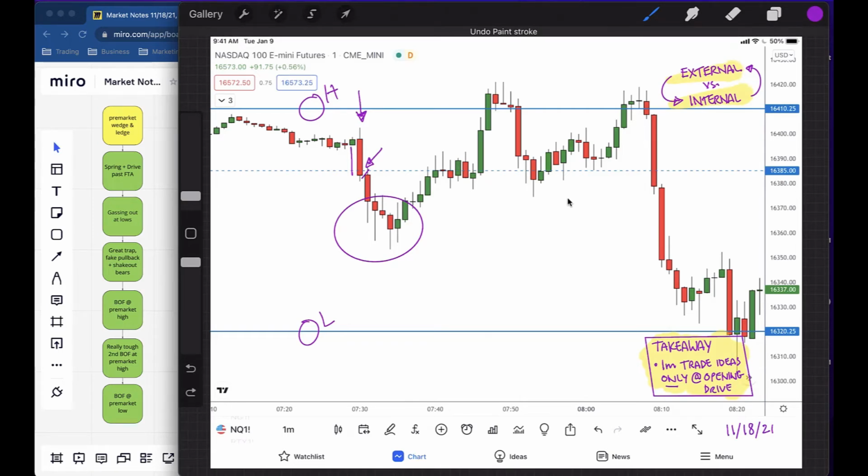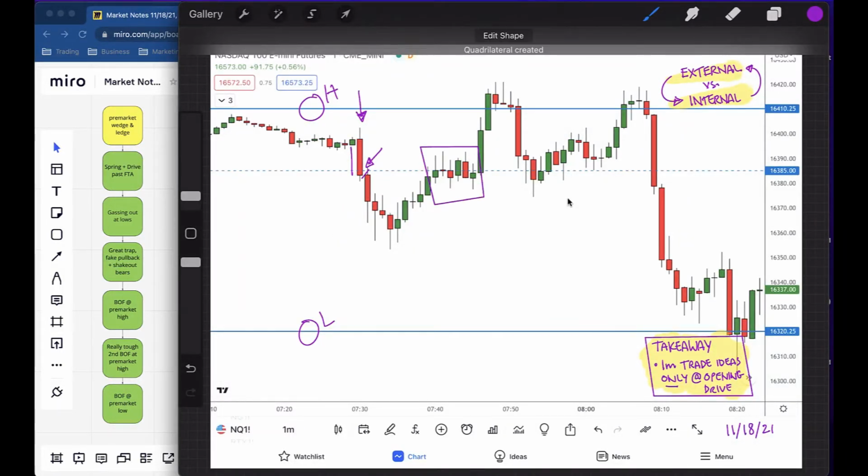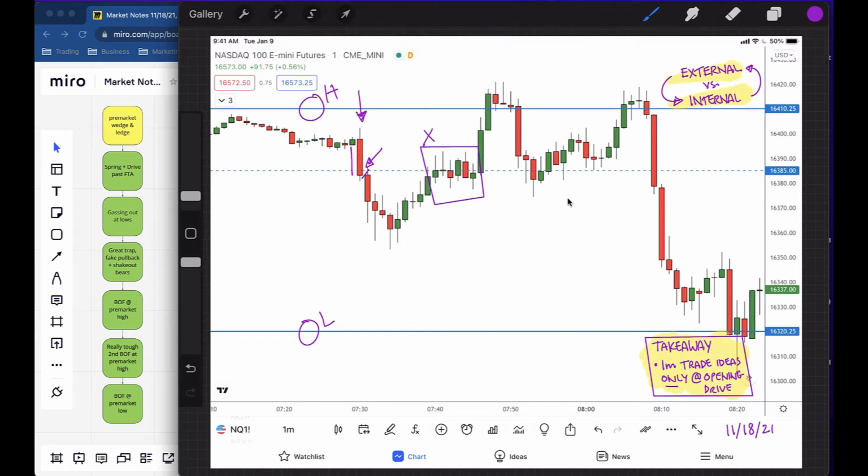And let me get into this here, keep the chart semi-clean here. And that banana section is this guy here. Let's call this X. So in X, what we have is essentially a perfect pullback, a really nice looking pullback. You've had this big push down, you failed at lows, you've had a nice pullback up to something around, it's not a 50%, but it's a 68% pullback maybe.